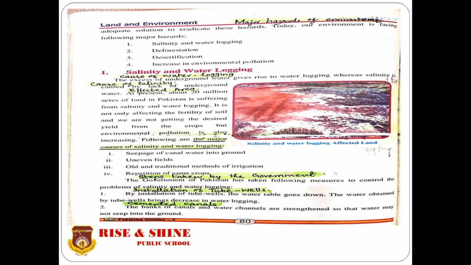Number 2, cemented canal. The problem of waterlogging increases by the absorption of the water. So to stop the absorption problem, cemented canals are constructed. The banks of the canals and water channels are strengthened so that the water may not seep into the ground. Due to the cemented canal, the water does not seep into the ground. Number 3, proper irrigation system.